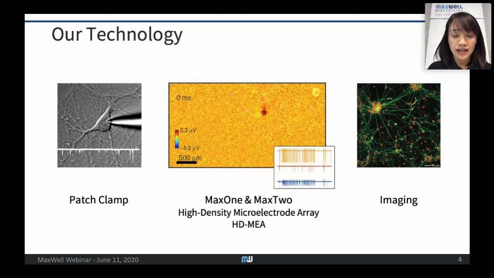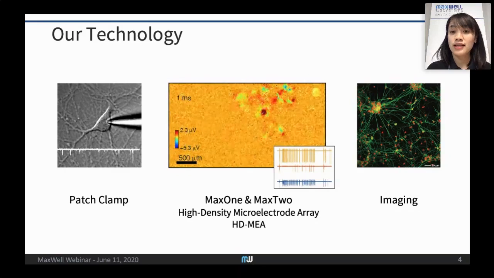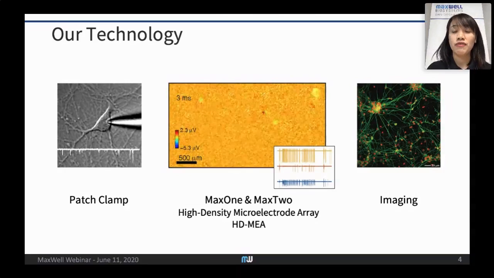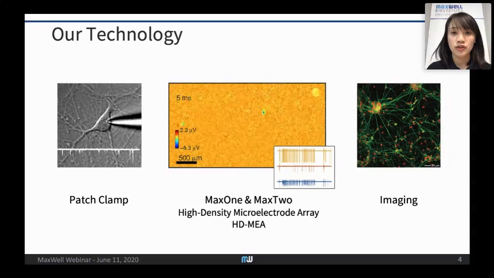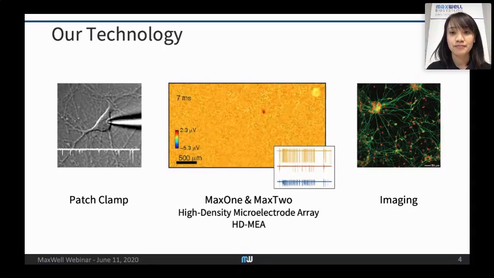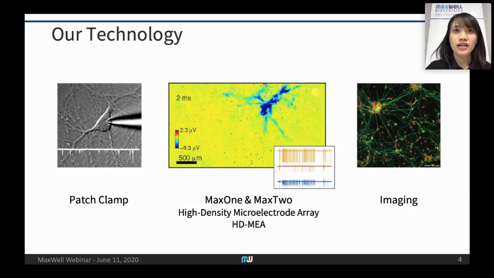We have high-density microelectrode arrays, and our products are called Max 1 and Max 2. So here, I'm showing to you a video wherein an action potential is starting at the axonal initial segment and propagating along the axons. So this is electrophysiology, but you are doing functional imaging, so you're able to also extract the morphology of the cell. And here in the inset, you can see multiple action potentials from different cells.